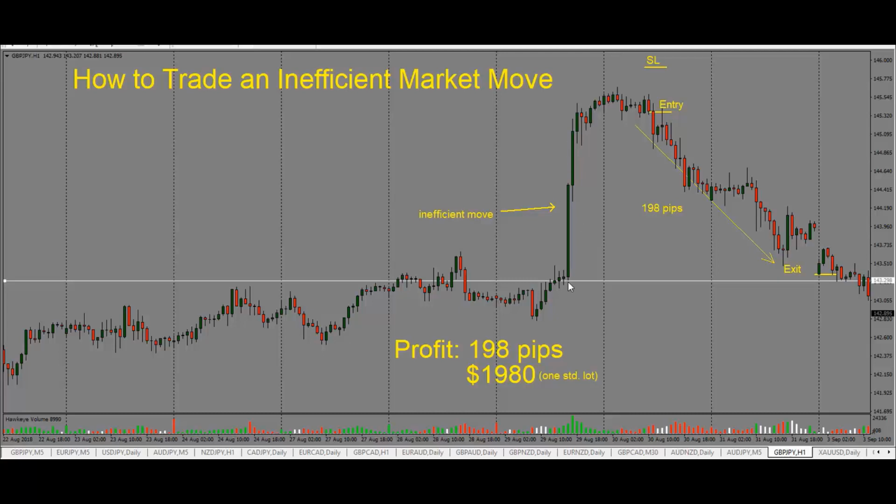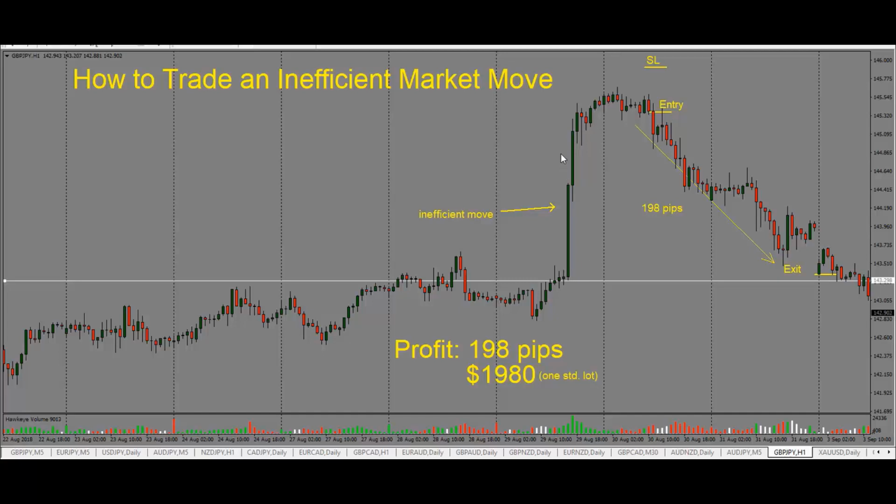In this case, we see that price just took off from here and moved all the way up and didn't really stop. So an efficient move is more like this, where price goes back and forth. An inefficient move is where price takes off suddenly. So first step here is to identify an inefficient move, which is this over here.